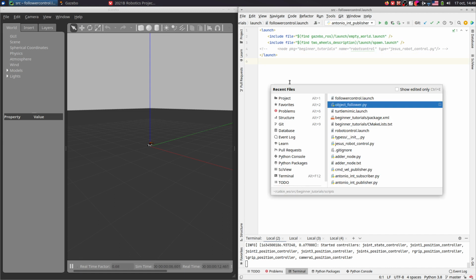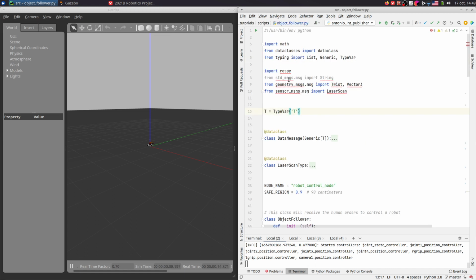Let's get back to the object follower Python script. We are importing the math. We have some imports of dataclass to have the typing, a good idea to have it, and also we import from the typing the List, the Generic, and something that is called the TypeVar, that is one that you define as a generic type. We import then some third-party libraries that are related to the ROS SDK. We import the rospy.